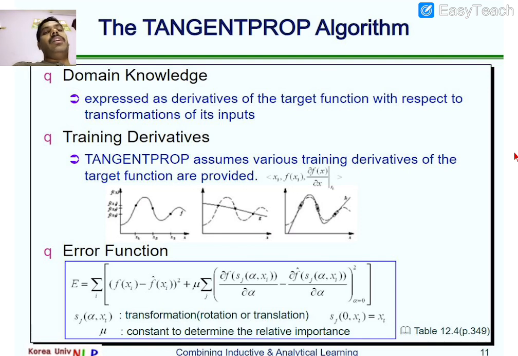Whatever domain knowledge we acquire and use for solving the problem, here we need to consider the TangentProp algorithm. Using this, we consider x, f(x), and derivatives of f(x). In the previous case we used only the instance space and functionality, and here we use instance space, functionality, and derivative functionality. So these three things are used as input for the TangentProp algorithm.